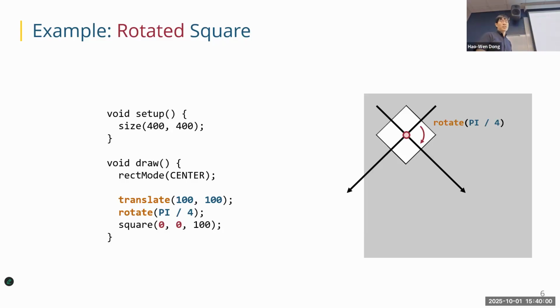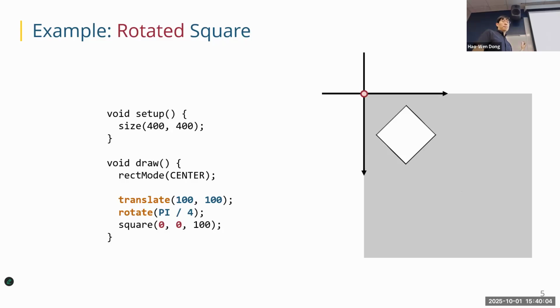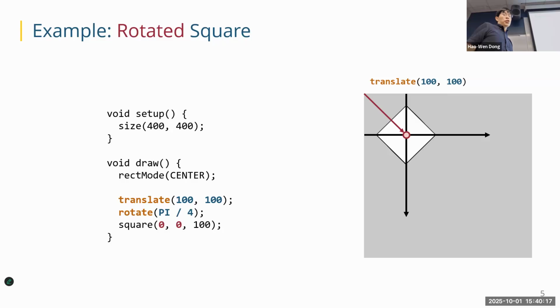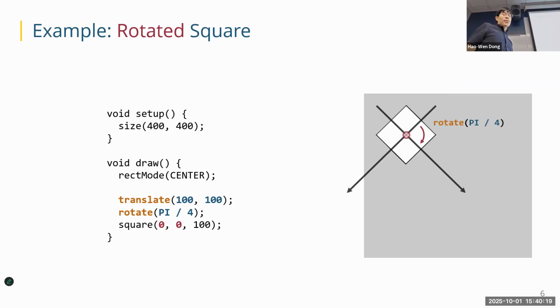So basically, this is essentially the idea where you are not defining where that thing is and the rotation, but rather you just use a more elegant way where you just change the axis, turn the axis, rotate the axis, and then you draw something on top of that.